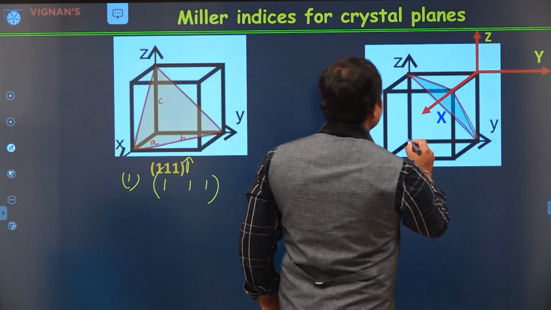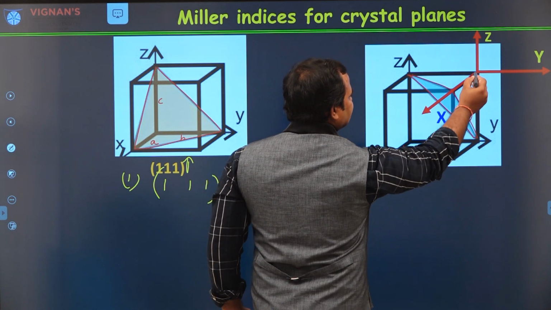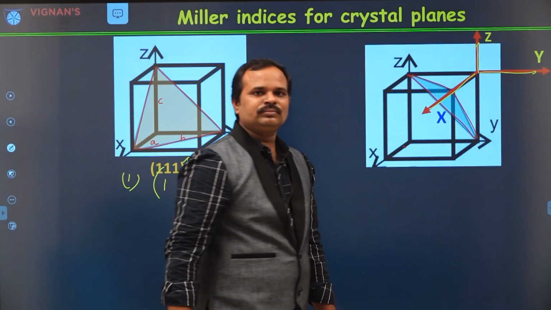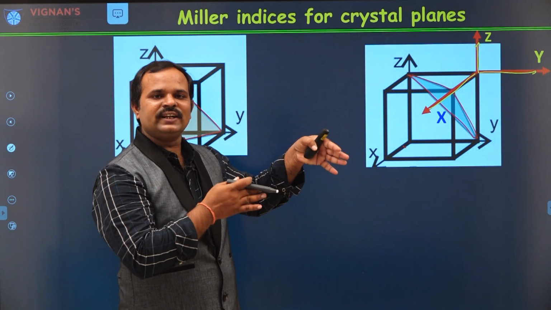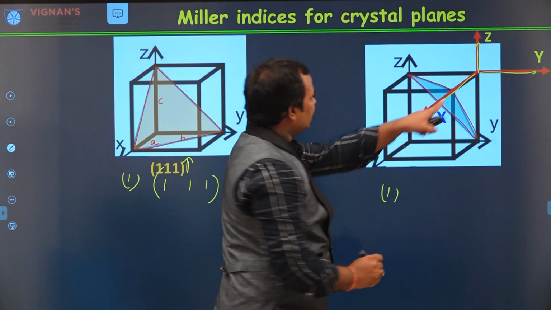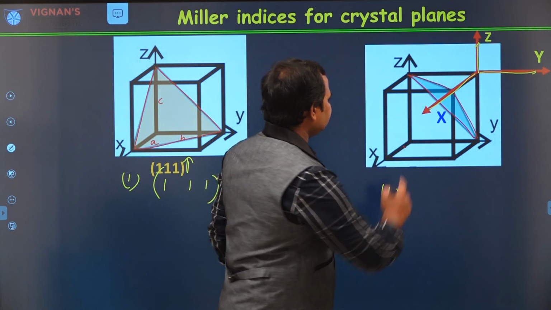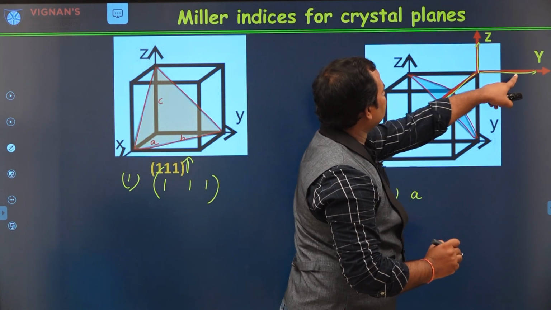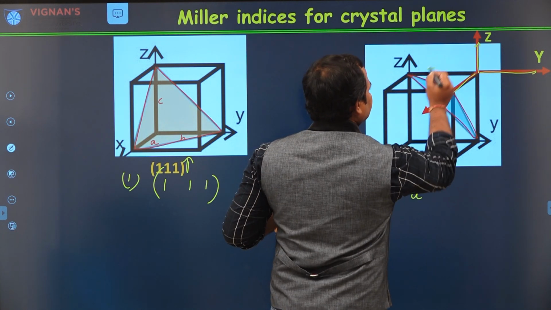Now the new coordinate system is, we have shifted from here to here. Now in the new coordinate system, this is the x-axis, this is the y-axis, and this is the z-axis. We need to choose a point where we can find all the intercepts easily, right? Now let us see. With the new coordinate system, the intercept along the x-axis is a, and along the y-axis, the plane is intercepting here. That means this is minus b.